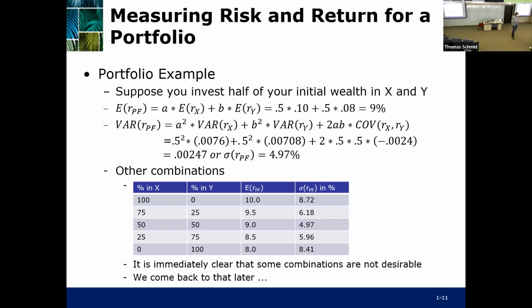The last line seems pretty stupid because it is all in y. That gives you 8% return for 841 risk. But if you add a little bit of x, your expected return goes up and your risk goes down. I mean, why wouldn't you do that? So risk-averse investors, and this is the most likely description of real-life investors, would always do that.